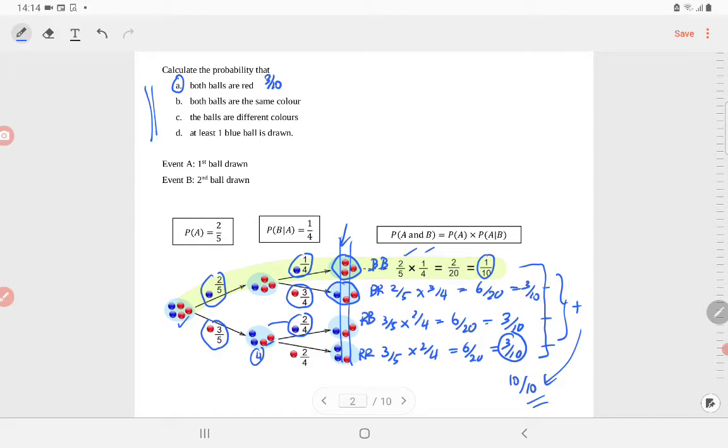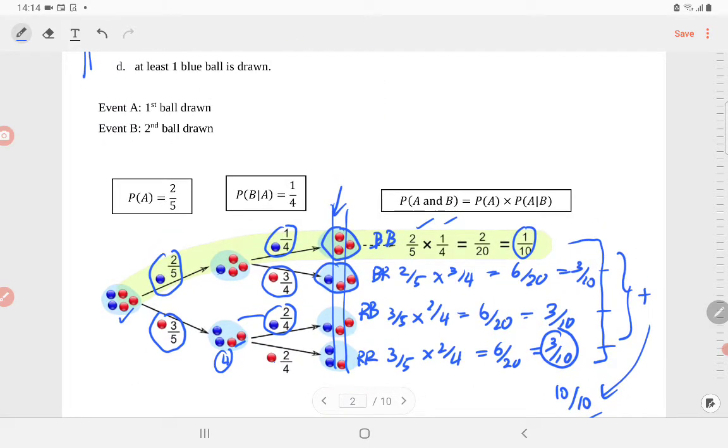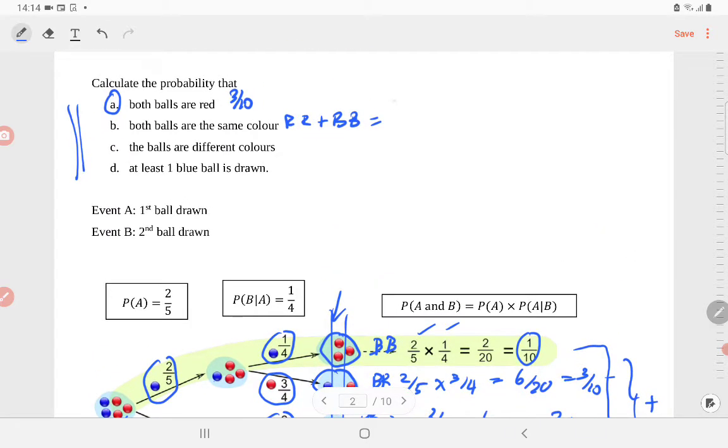Part B, that both balls are the same colour. So the same colour is either red, red or blue, blue. So red, red was 3 on 10 and blue, blue is 1 on 10. Which will give you 4 on 10, which is 2 out of 5.